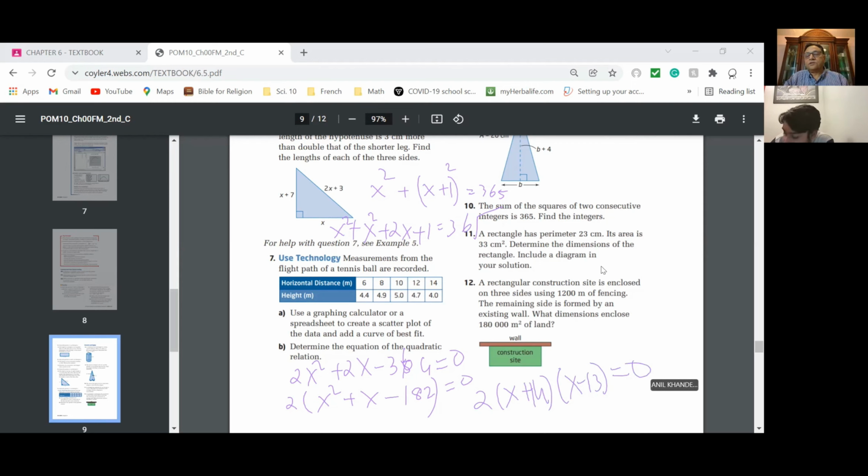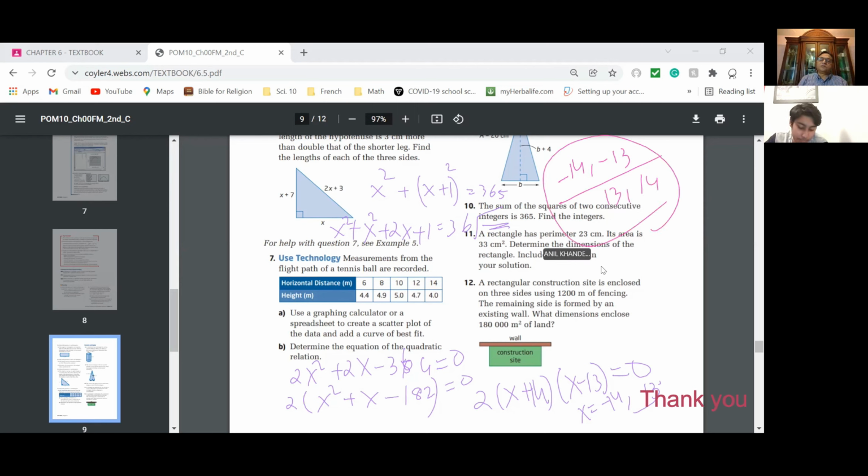Is it okay? So the x value is minus 14 or plus 13, correct? Does it say integers? Sum of two consecutive integers. You see that. So we have two sets of answers. One set says, if I use minus 14 as my x value, I have to add 1. So one answer is minus 14 and minus 13. The other answer is 13, 14. Do you see that? So that becomes the answer for question number 10.